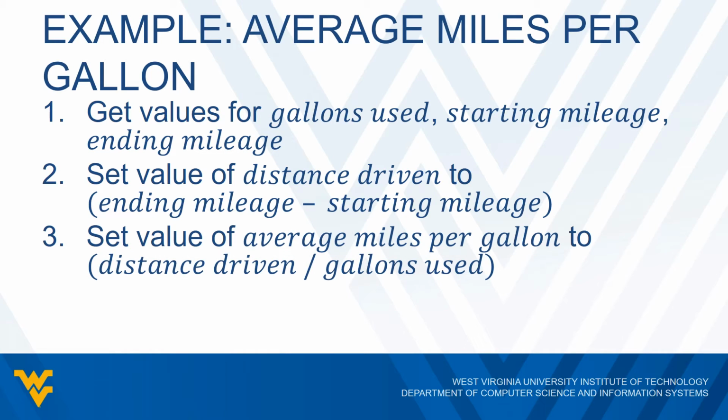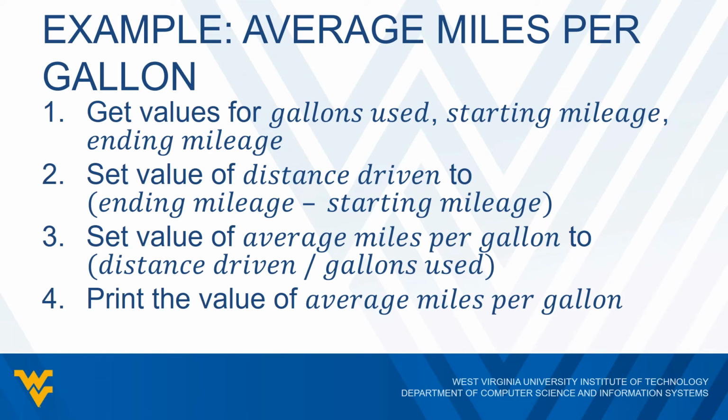The next step would be to set the value of average miles per gallon. The way we do this is we compute the distance driven, which we've already done in step 2, and we divide it by gallons used. Once we've done that division, we take that result and store it in average miles per gallon, which is another variable that we would have in the program that we would eventually write. And then we would print the value of average miles per gallon.